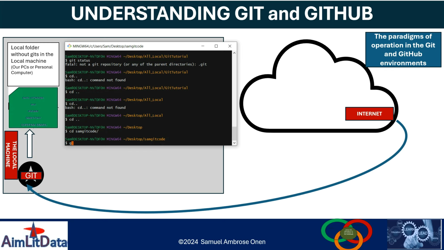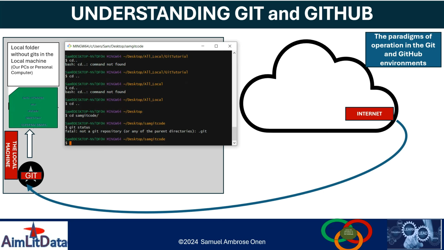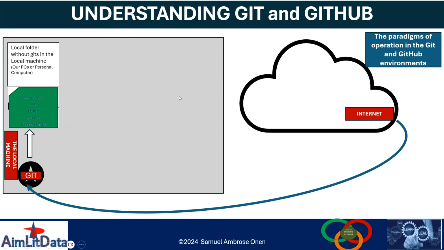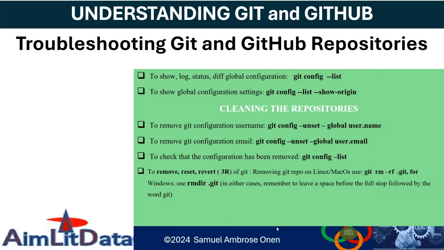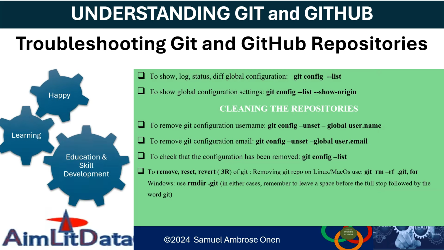So when you run git status, it is not a repository. As you can see, the fatal message there, this is not a git repository. So my friend, we managed to successfully clear our repository. So that is, my friend, that is it for this video.